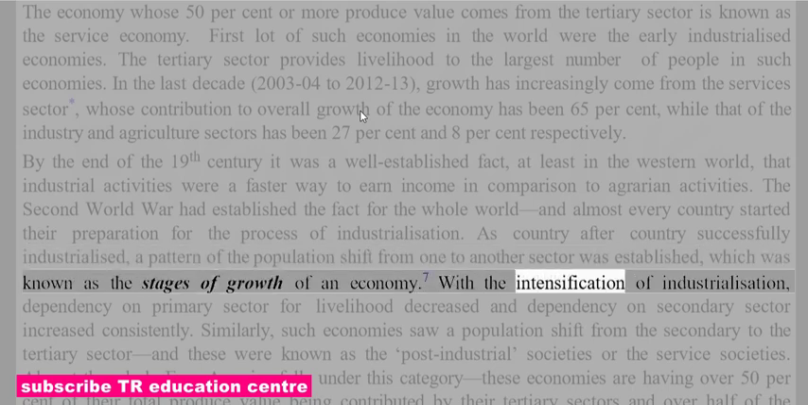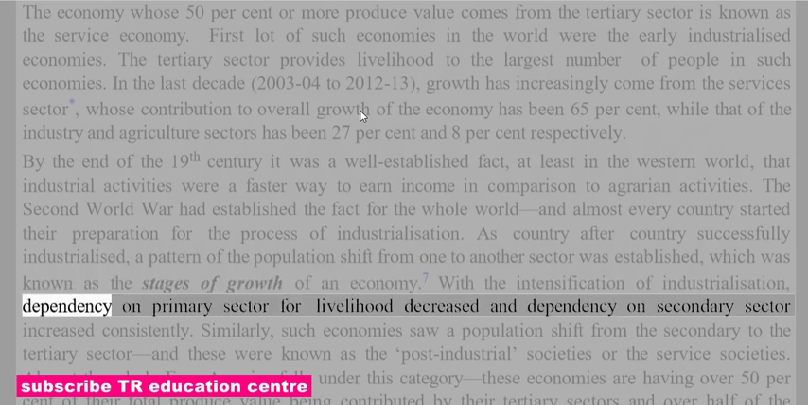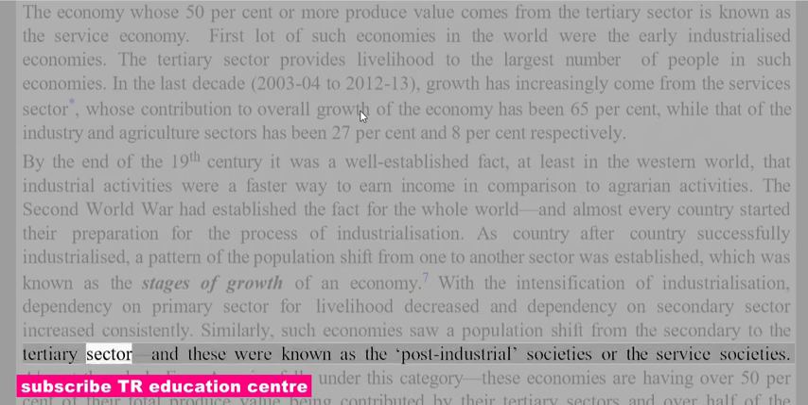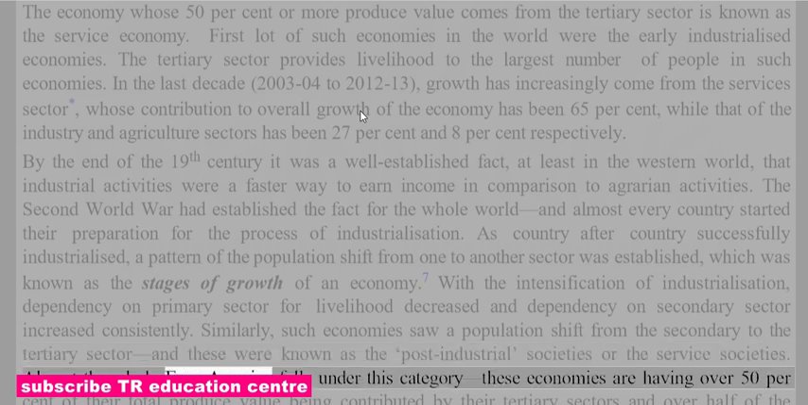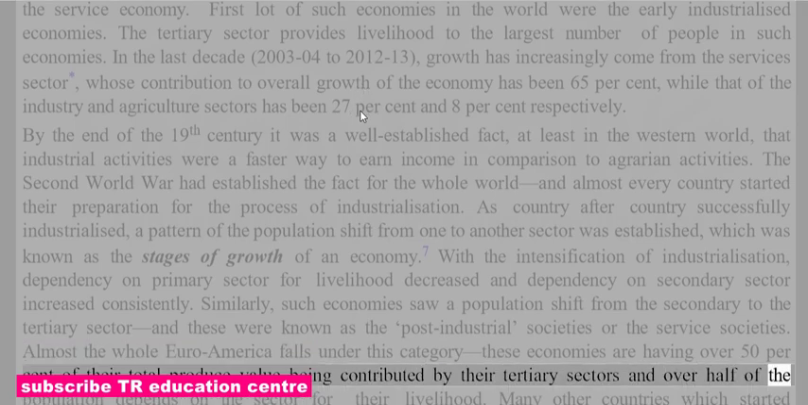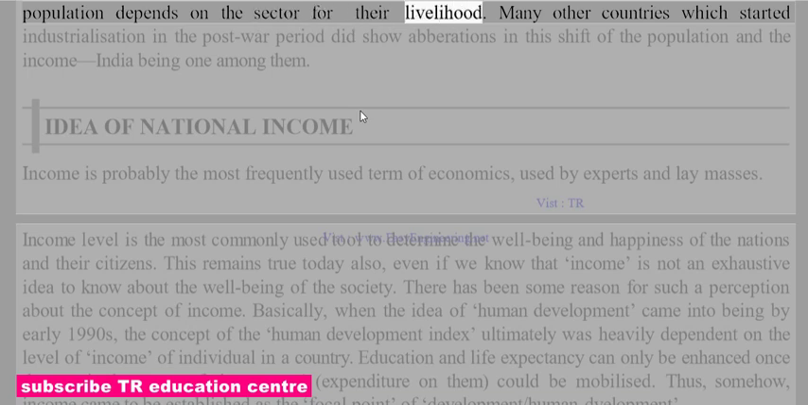With the intensification of industrialization, dependency on the primary sector for livelihood decreased and dependency on the secondary sector increased consistently. Similarly, such economies saw a population shift from the secondary to the tertiary sector, and these were known as the post-industrial societies or the service societies. Almost the whole of Euro-America falls under this category. These economies have over 50% of their total produce value contributed by their tertiary sectors, and over half of the population depends on the sector for their livelihood.